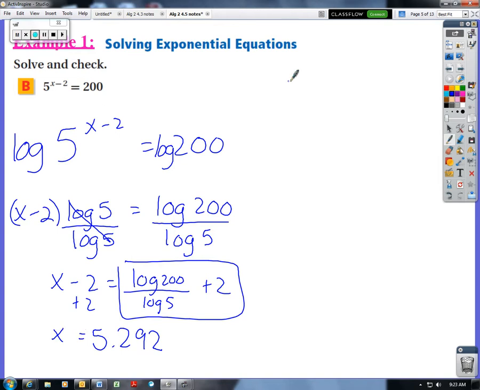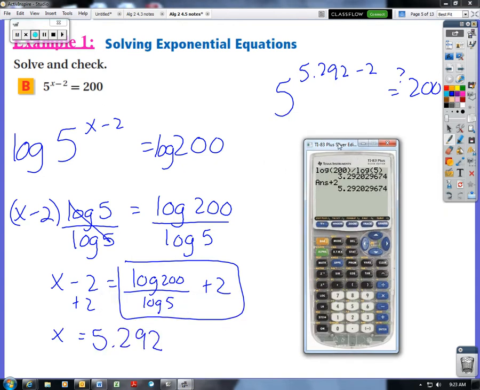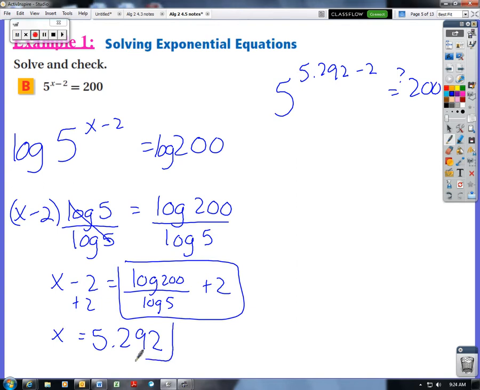And then to check it, 5 raised to, and I'm going to plug in the 5.292 minus 2. Does that equal 200? So back to the calculator. 5 raised to 5.292 minus 2, which is 3.292. 199.99. Well, that's pretty darn close to 200. We have a little rounding error because I had to round the x when we answered it. So yes, we can be confident that this is our answer.